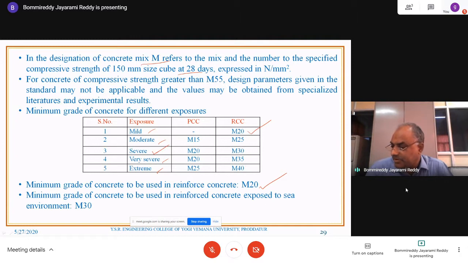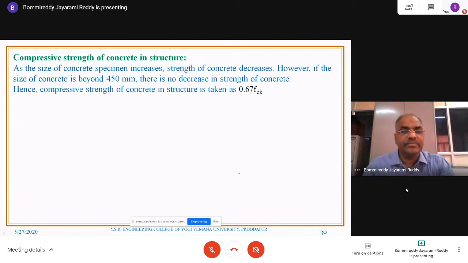And you can look at here the structures that are exposed to sea environment. These structures are not at the sea. They are not the offshore structures. These are near to the sea, so that the sea environment will come into picture, and the minimum grade of concrete to be used is M30. And you can see accordingly, if the condition is extreme, M40 grade of concrete is to be used.